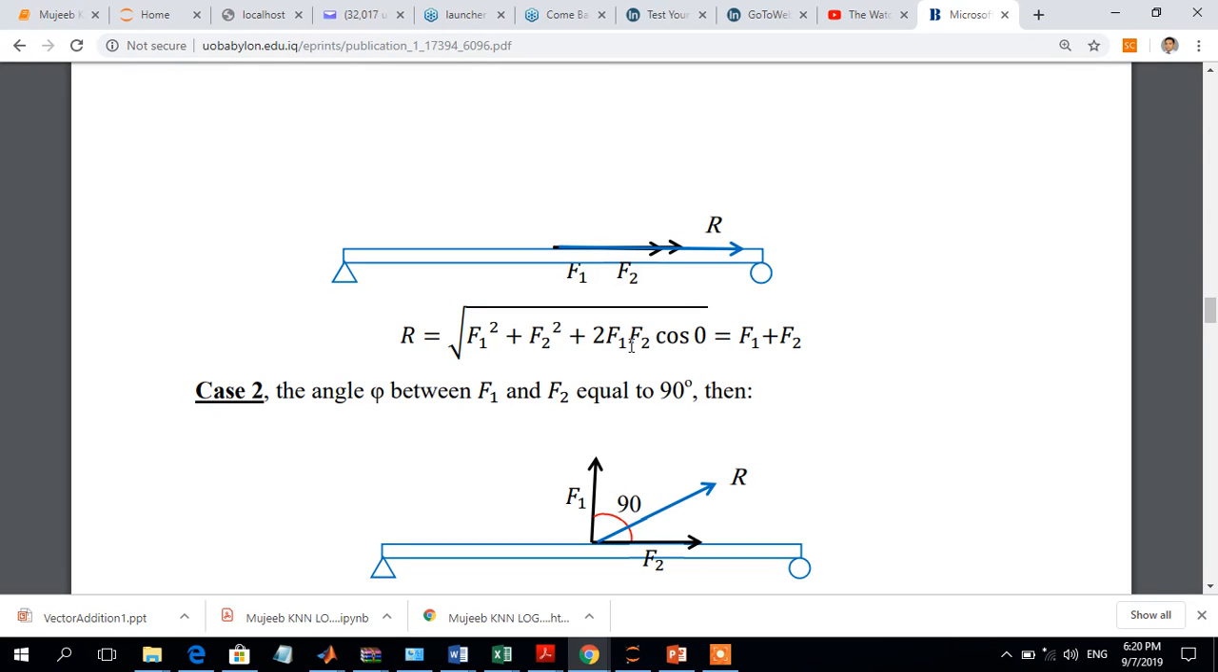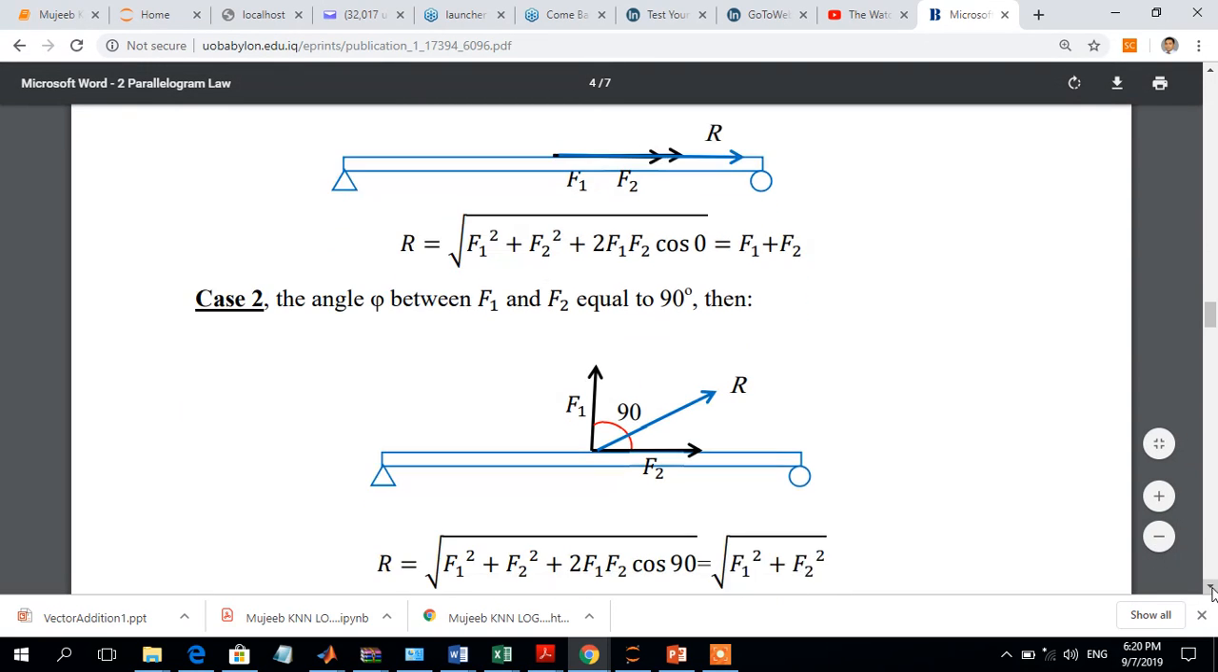As we have said, (a plus b) whole square is equal to a square plus 2ab plus b square. So you can find that r will be the square root of (f1 plus f2) the whole square, and because of this root we end up with the equation f1 plus f2. So this is going to happen when the angle between the two vectors is 0.